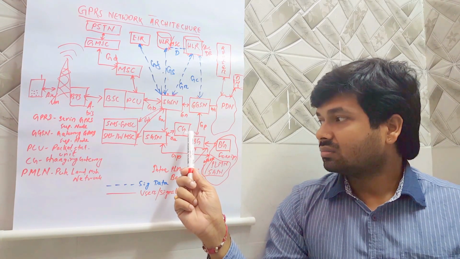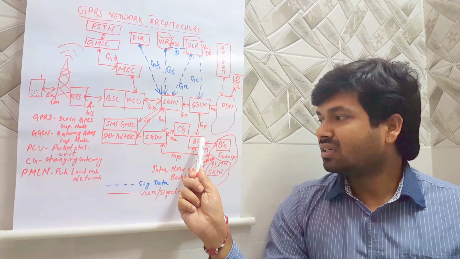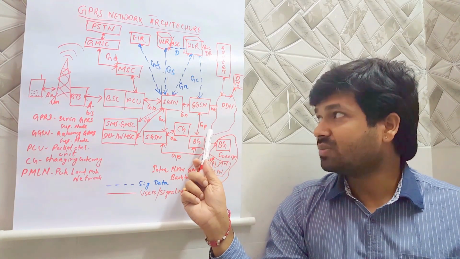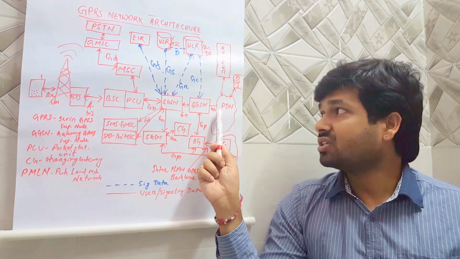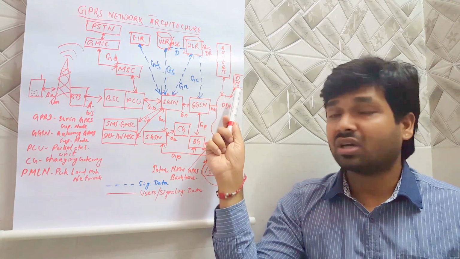And this is nothing but the inter-PLMN GPRS backbone. So to the backbone also we are having the Gp interface from GGSN towards the PDN, the Gi interface, and we are having other connections from PDN to router and DNS.